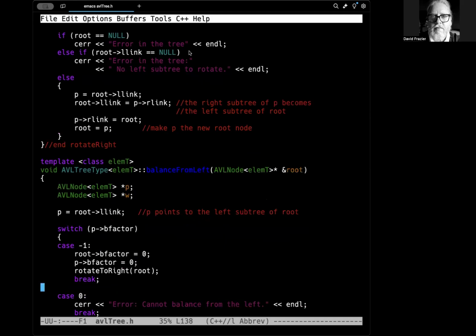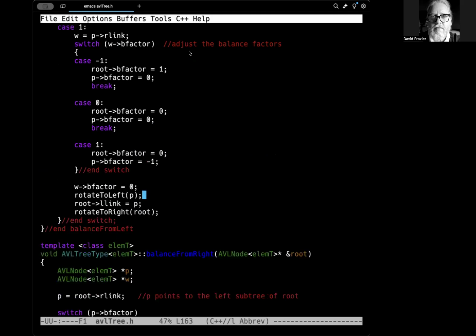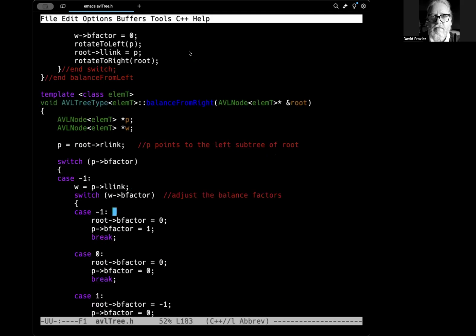And then the balance from left, we're going to go through the different cases here on what our factors look like, whether it's a -1 or a 0 or a 1. And then we're going to use the switch here to go through the balance factors and how we're going to do our rotate to left and rotate to right. See, down here, we're doing both of those things. The balance from right works in a similar way.